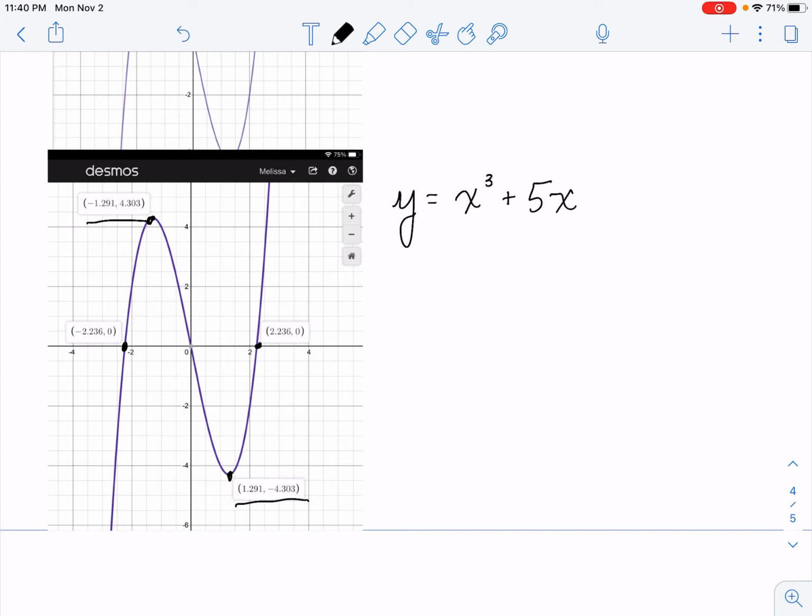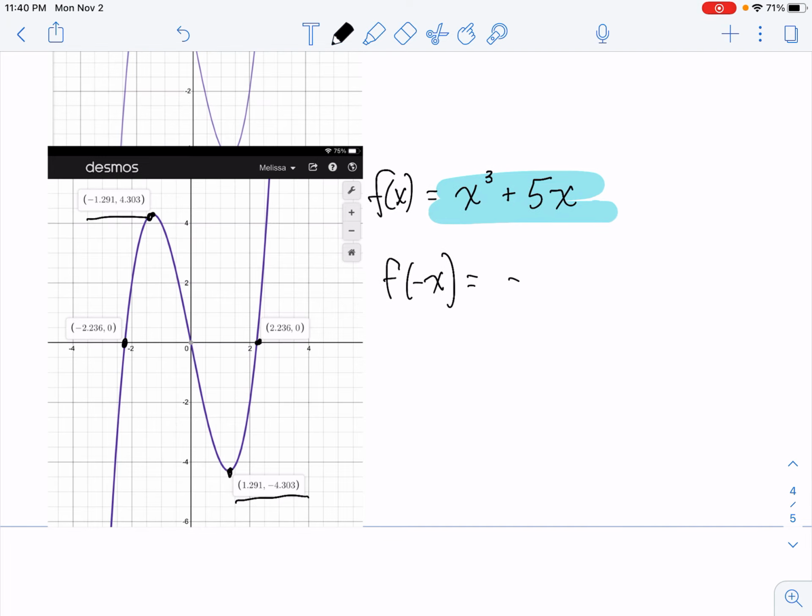Let's say it is. So if this is y, we could also call it f of x. When I plug in the opposite of x, what I'm expecting to get back, if it's odd, is the opposite of this, negative f of x. So the opposite of f of x would be negative x cubed minus 5x. Well, let's test it out. Let's see if it is indeed odd.